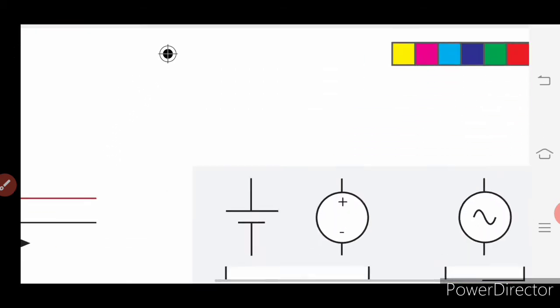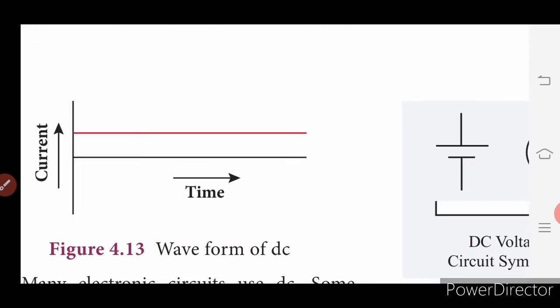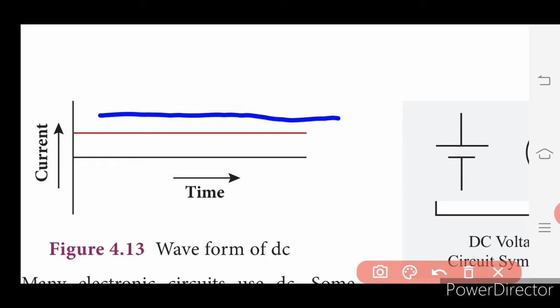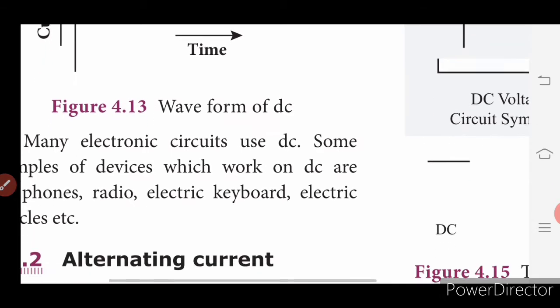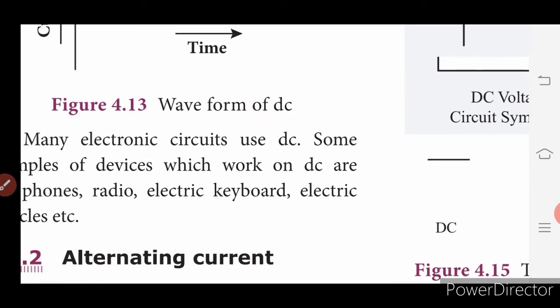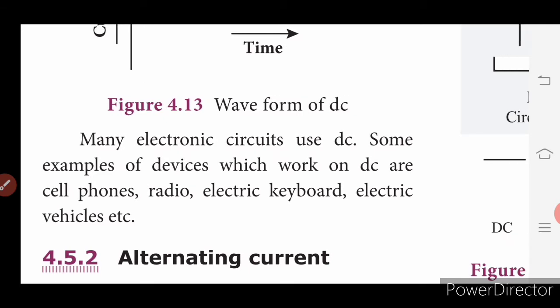Now see the diagram to depict direct current. See current on the y-axis and time on the x-axis. How does the current flow? In a straight line. This is called direct current. When you draw a graph, you can see the current flows in a straight line. Many electronic circuits use DC, direct current. Most electronic devices use direct current. This is called the waveform of direct current. Some examples of devices which work on DC are cell phones, radio, electric keyboards and electric vehicles. All these work because of direct current.